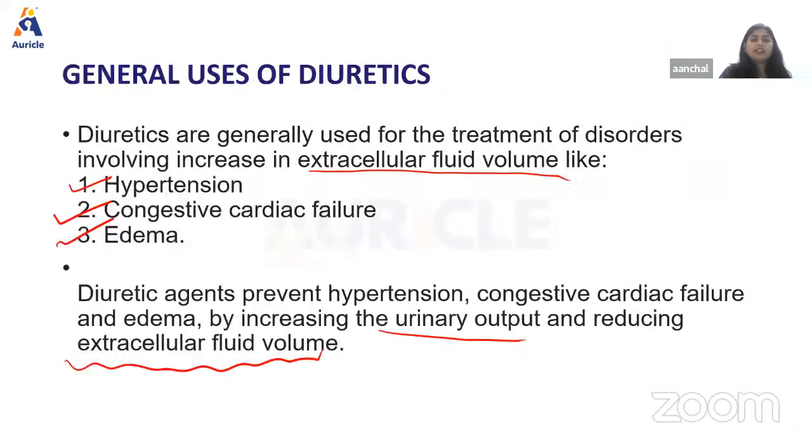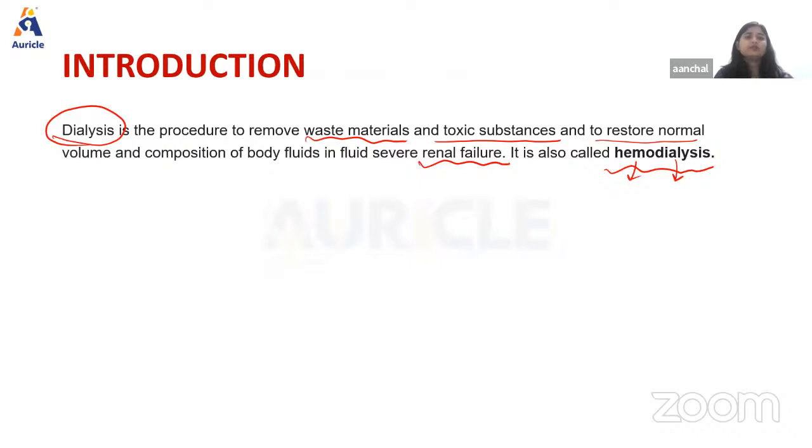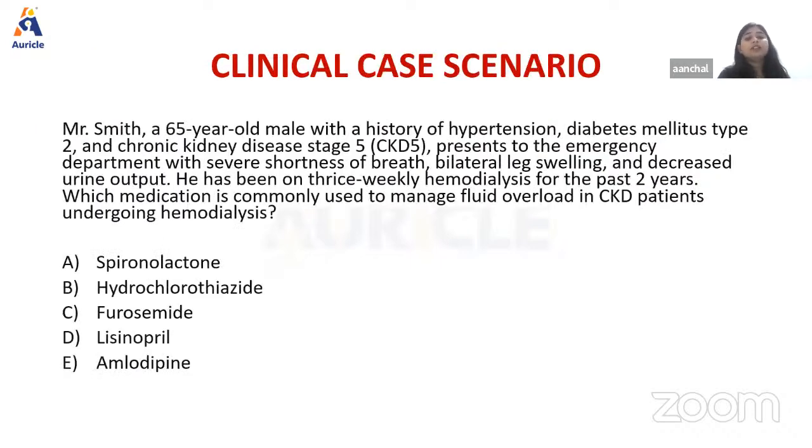Now we have a clinical case scenario. Okay, so Mr. Smith is a 65-year-old male with a history of hypertension, diabetes mellitus, and chronic kidney disease stage 5, presenting to the emergency department with severe shortness of breath, bilateral leg swelling, and decreased urine output. He has been on thrice weekly hemodialysis for the past 2 years. Which medication is commonly used to manage fluid overload in CKD patients undergoing hemodialysis? And the options are there. Again, you have 30 seconds to answer.